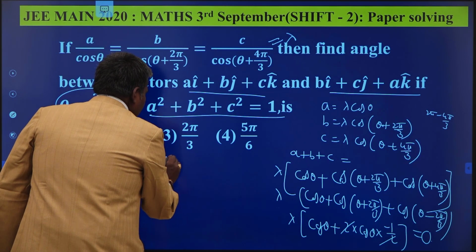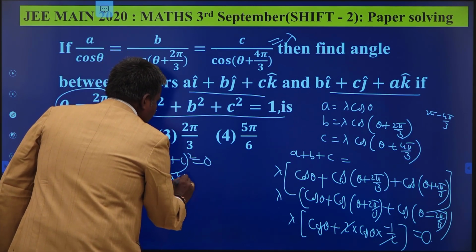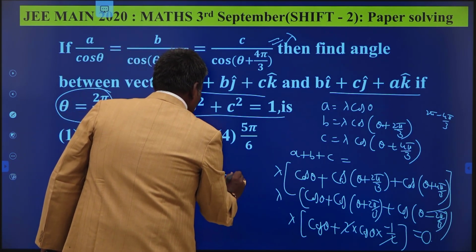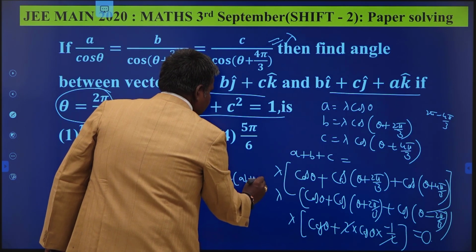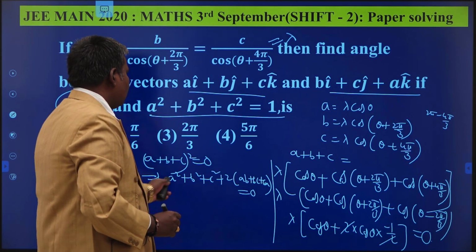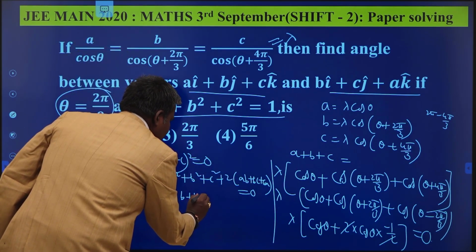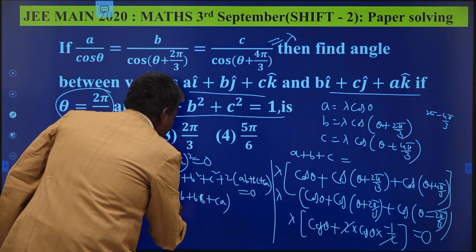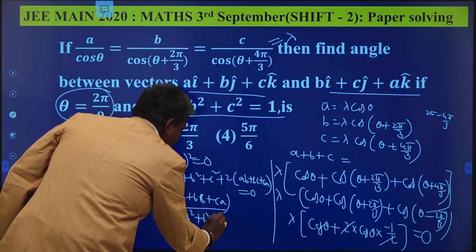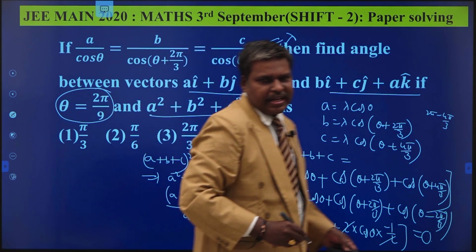So (a plus b plus c) whole square also becomes 0. We mean a square plus b square plus c square plus 2 times (ab plus bc plus ca) is also 0, because its square is also 0, that is why we get in this manner. So (ab plus bc plus ca) by (a square plus b square plus c square) is what now? Minus 1 by 2. Am I correct or not? This is minus 1 by 2.